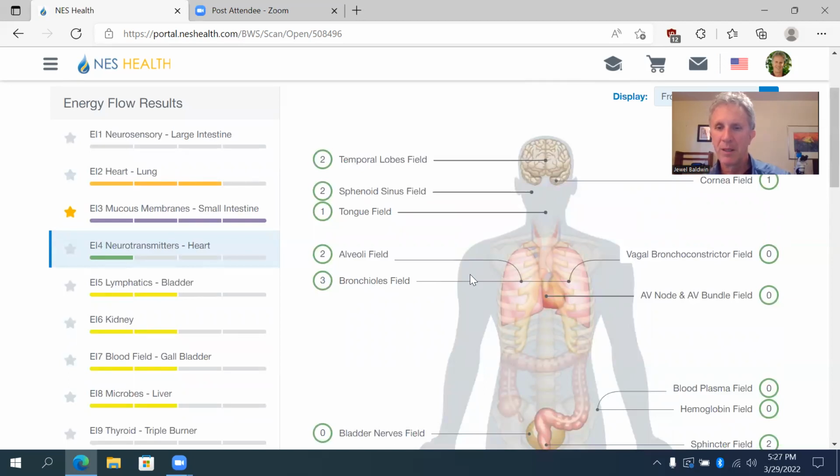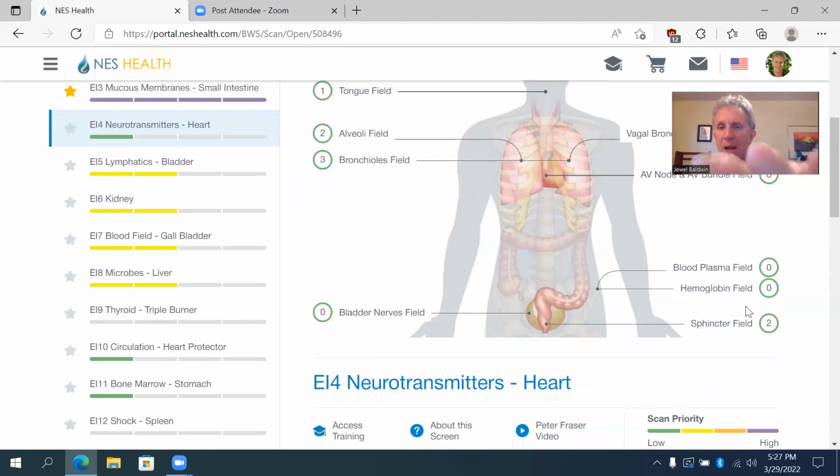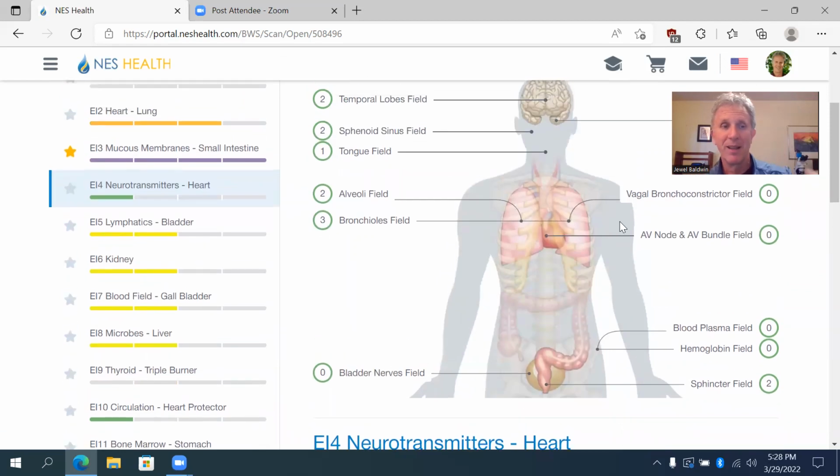bronchioles field is part of it, the AV nodes too, AV bundle field, the heart. So it could be information that's being transferred here that would get the respiratory tract and heart to start to work more efficiently if EI4 was off. That could be one of the things. It could also relate to something further downstream, like the bladder, hemoglobin, sphincter. All of that is part of integrator number 4.